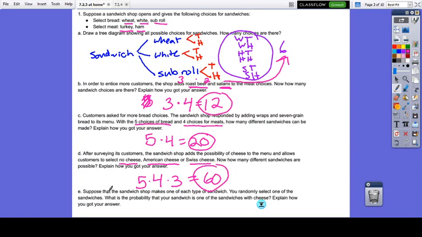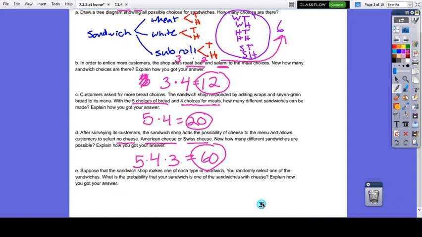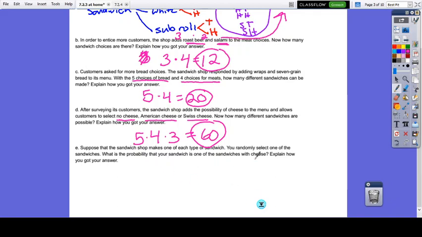Okay, suppose the sandwich shop makes one of each type of these sandwiches, and you randomly select one of the sandwiches. What's the probability that the sandwich is one of the sandwiches with cheese? Okay, so we're going back to that probability at the top of the page, number of outcomes in A. So we're talking about the probability of one of these having cheese in it. So that's how you could label this. And on top is going to be the number of outcomes that have cheese in it.